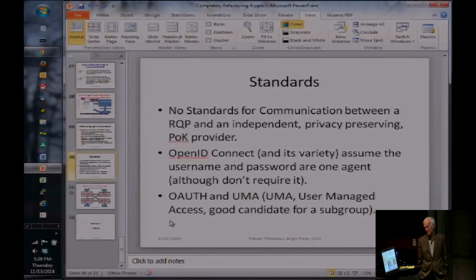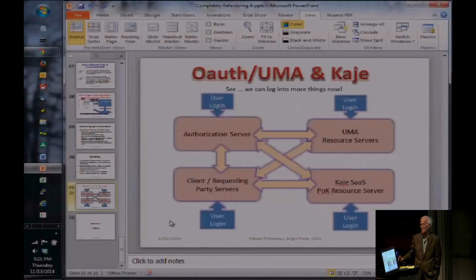Oddly, OpenID Connect, if you look at the spec, assumes the username and password are one agent. They don't require it. You could connect up to an OpenID Connect agent a call to a proof of knowledge, but there's no definition of how you do that in OpenID Connect. The place that looks closest to what we want to do is OAuth and its child, UMA, User Managed Access. These are IETF standards. UMA is a good candidate for a subgroup to work the standards to get this going, but they don't exist right now. At least I don't see them.